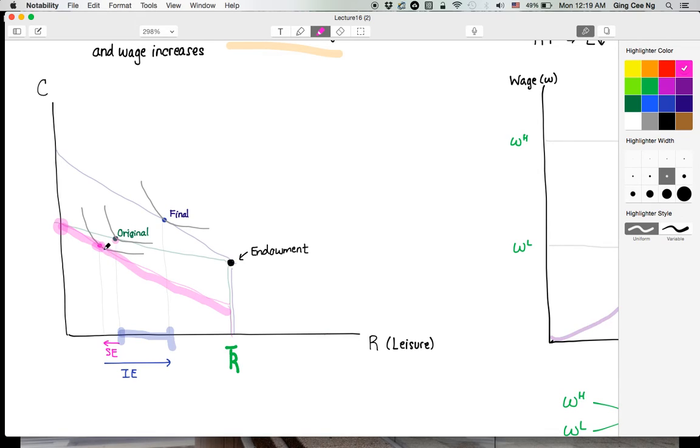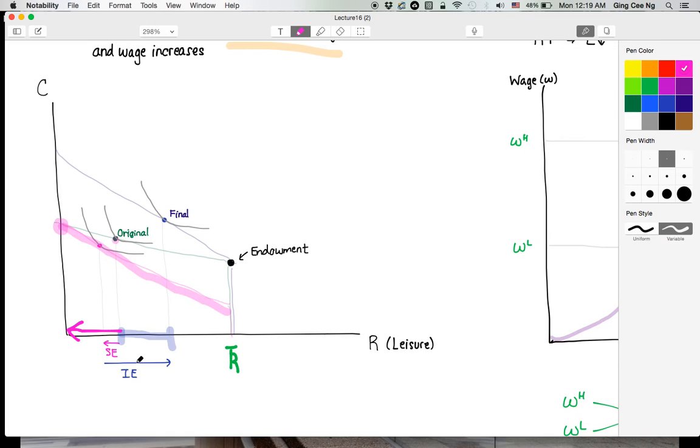Well, if he was consuming somewhere like here, we know it needs to be to the left of the original decision, and that's just coming from the substitution that's coming from the law of demand. We know it needs to be to the left. So suppose it was just here, okay? Then this change is your substitution effect.